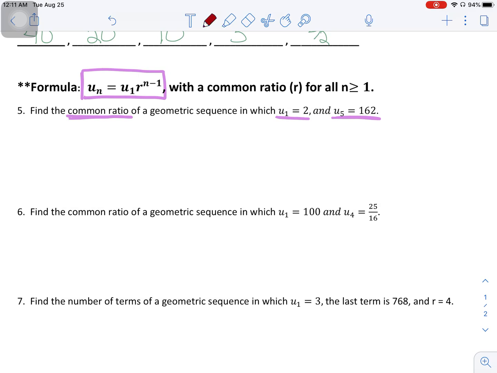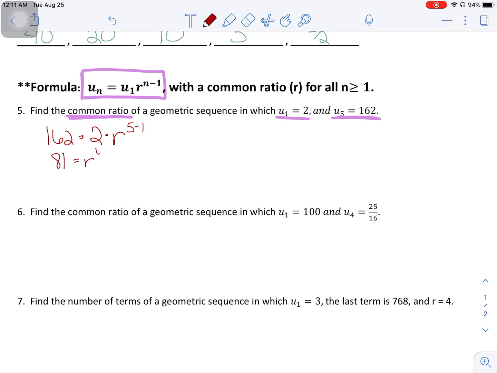All right, u sub n, which is going to be my last term, so it's 162, is equal to my first term times the common ratio raised to the n minus 1. Well, in this case, it would be the 5 minus 1 power. If you're going from term 1 to term 5, that's 5 terms. So a little bit of solving here. I'm going to divide both sides by 2. That gets me 81 here.